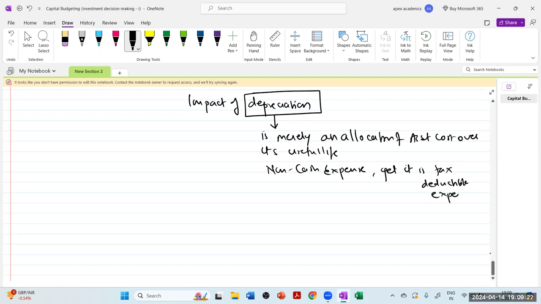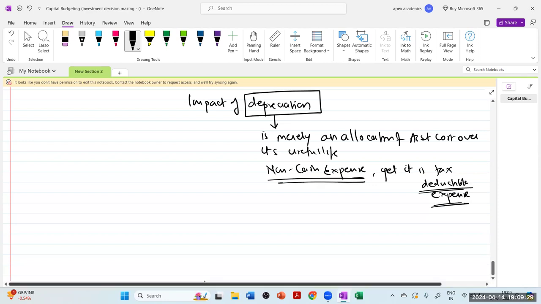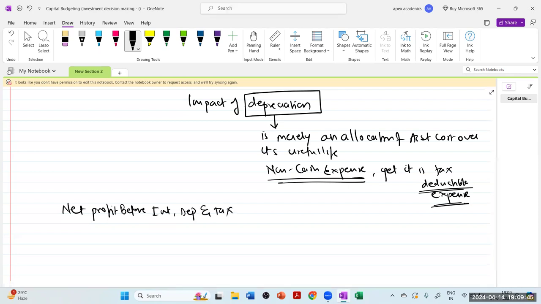Please be careful about this. It is not a cash expense, yet it is tax deductible. Now, suppose I was to say that net profit before interest, depreciation and tax, which is also referred to as EBITDA, earnings before interest, taxes, depreciation and amortization, is, let us say, 1,50,000.